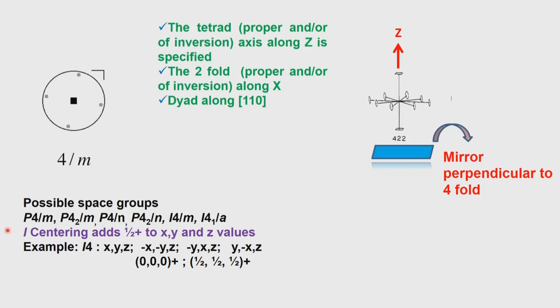The possible space groups with 4 by m combination, however, are P 4 by m, P 4 2 by m, P 4 by n, P 4 2 by n, I 4 by m, I 4 by 1 by a, and there are additional ones which you can add depending upon the nature of the rotation axis. Remember, we can have both 4 1, 4 2 and 4 3. So, what you see here is only the 4 2 ones given, 4 1 and 4 3 are also possibilities.